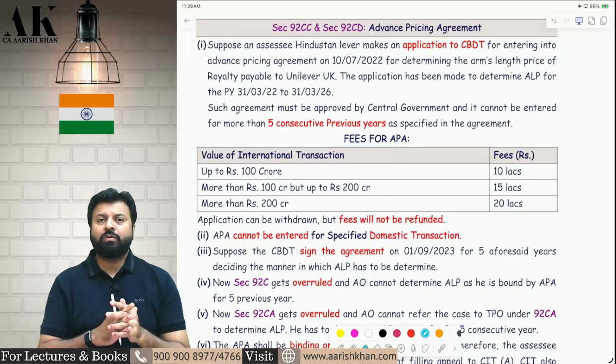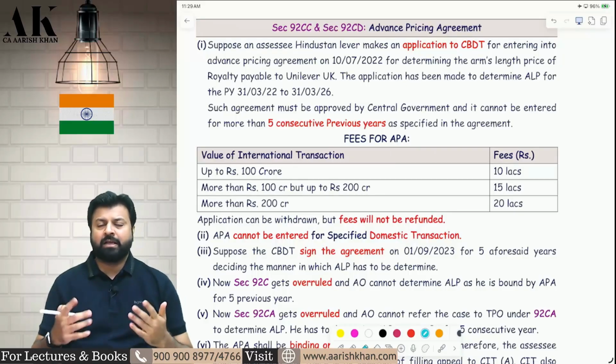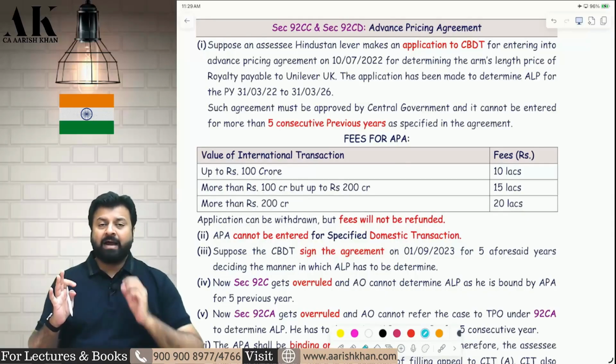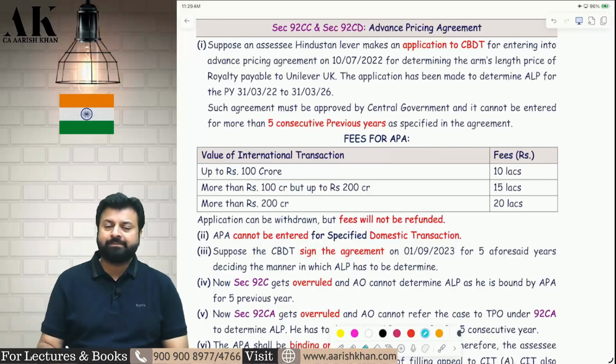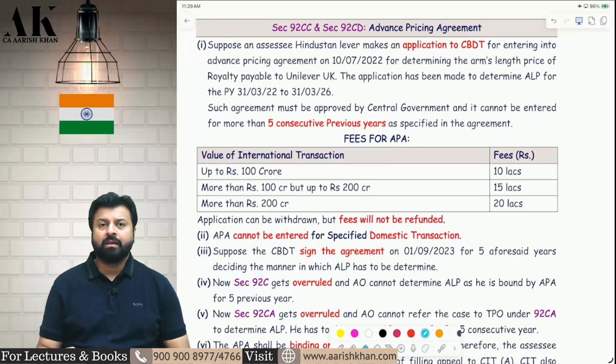The very first concept over here is the advanced pricing agreement. Sir, what is an advanced pricing agreement? The provisions of advanced pricing agreements are given under 92CC and 92CD, and along with that, we also have to see the rollback provisions, the rollback agreement. Sir, what is 92CC and 92CD? One by one I am saying. I am telling you each and everything with proper examples.